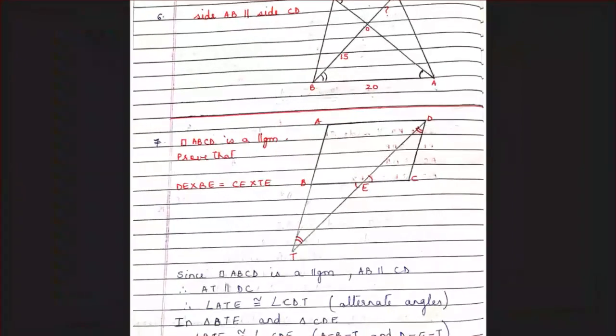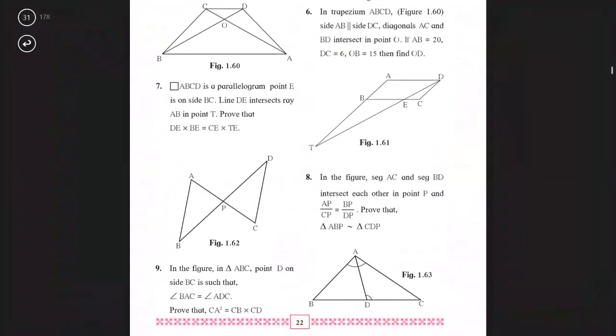Okay. So now let's go to question number 7. Quadrilateral ABCD is a parallelogram. Point E is on the side BC. Line BE intersects ray AB at the point T. You have to prove DE into BE equal to CE into TE. Now, what you have to understand here is ABCD is a parallelogram. What's the property of a parallelogram? You have opposite sides parallel to each other.